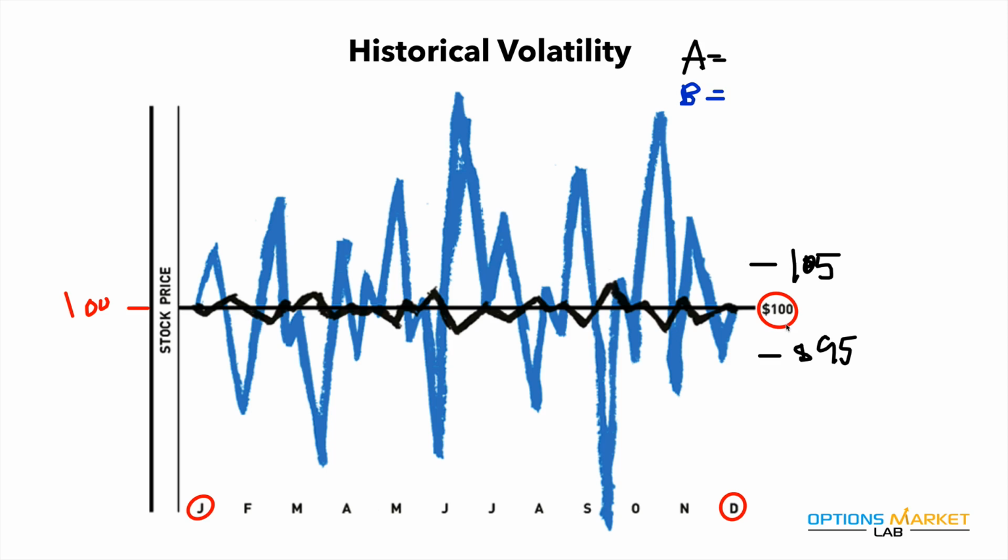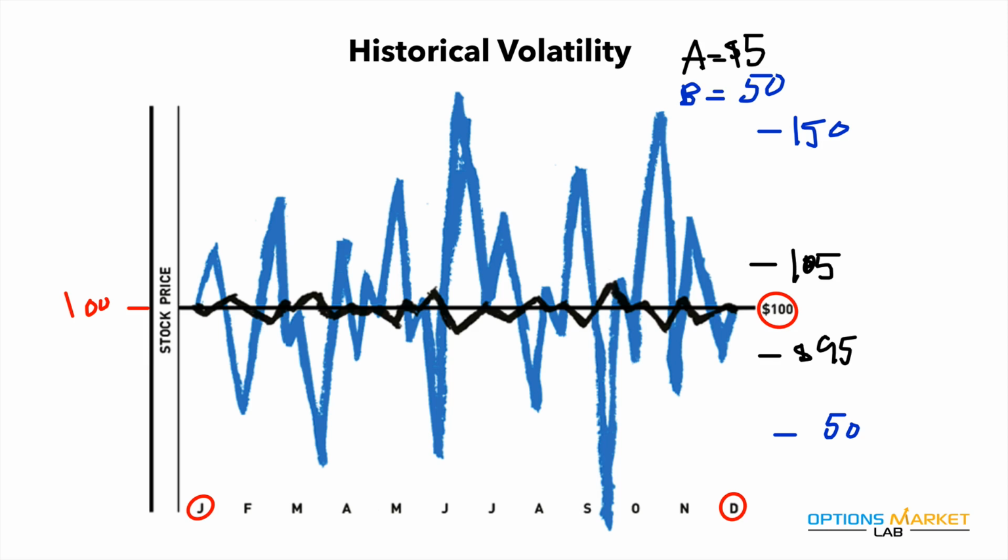That means the stock moved a total of $10 for the whole year, up and down. And if you are looking at stock B, let's say it went up to $150 and it went down to $50. So stock B made a move of $50 up or down for the whole year, which tells us that stock B was much more volatile than stock A.